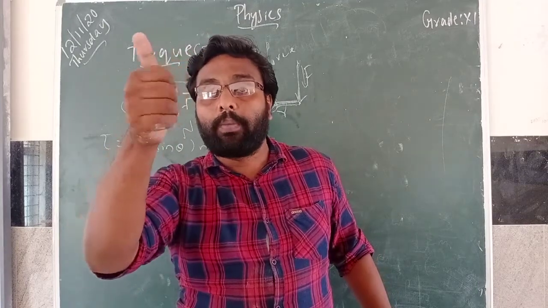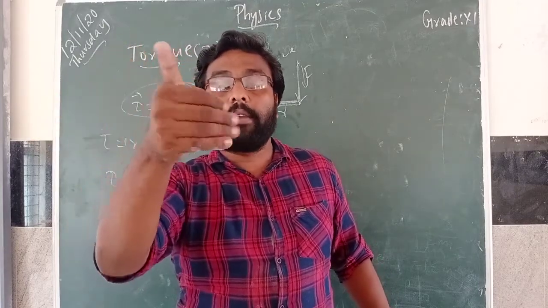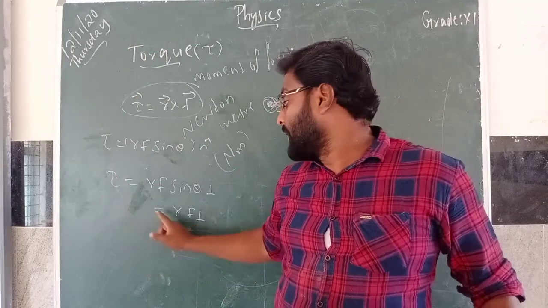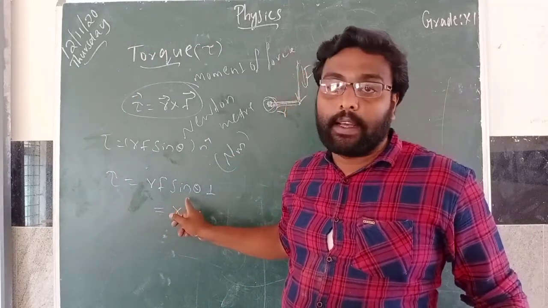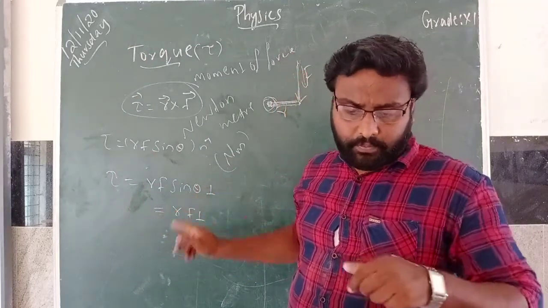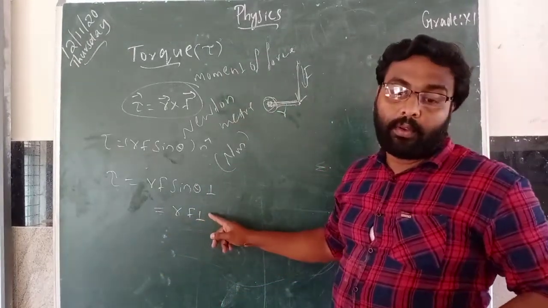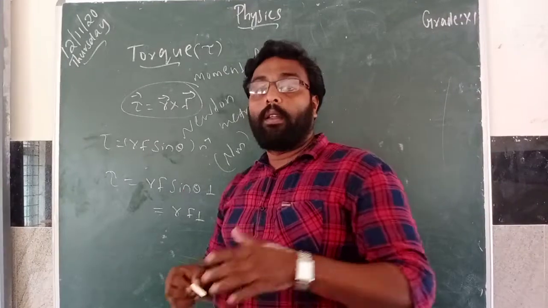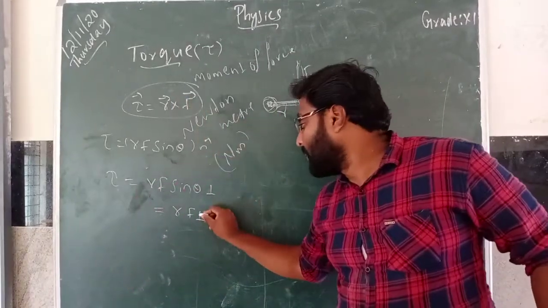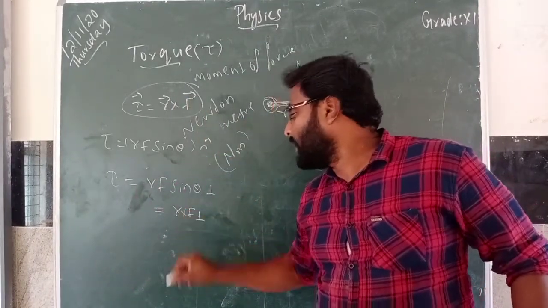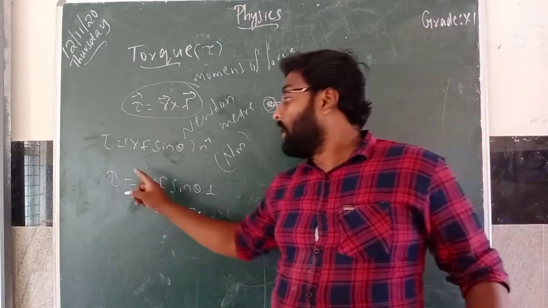Torque out of the paper, then that object rotates in the anti-clockwise direction. You can use this R sin theta perpendicular, which you can write as R F perpendicular. Now this is the perpendicular symbol, so you can put R cross F perpendicular.